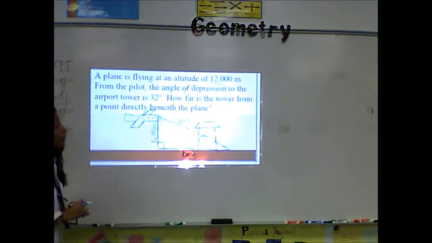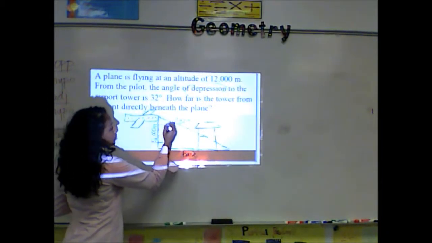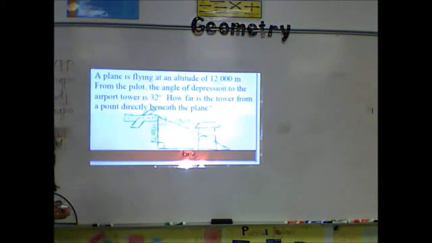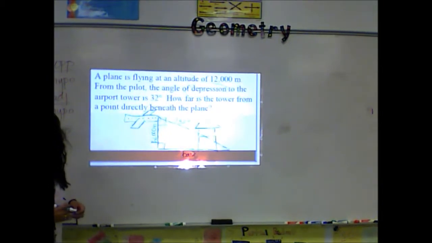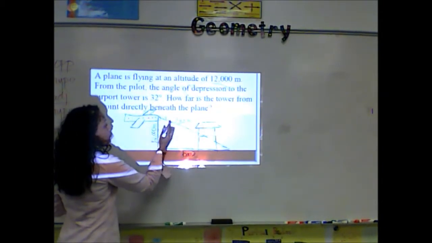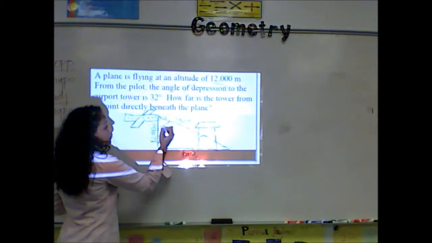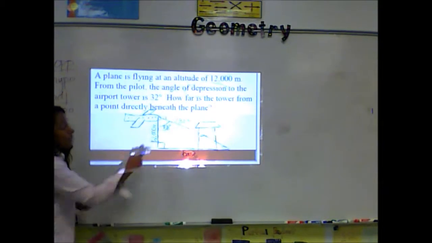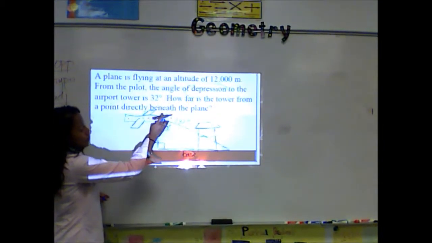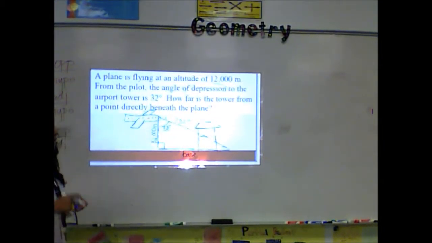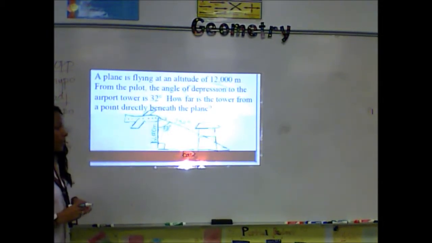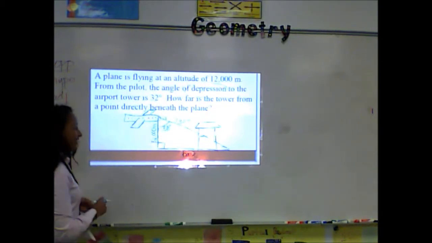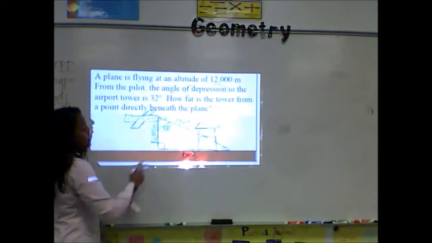The base is unknown. Now, if this is a right angle right here, and outside this triangle we have 32, how much of it is actually inside the triangle? 58 degrees. So from here to here, it's 58 degrees. From the 58 degree angle, are we looking for the side that's opposite of it, adjacent to it, or the hypotenuse? Opposite of it. So we're looking for the base, which is opposite of the 58 degree angle.